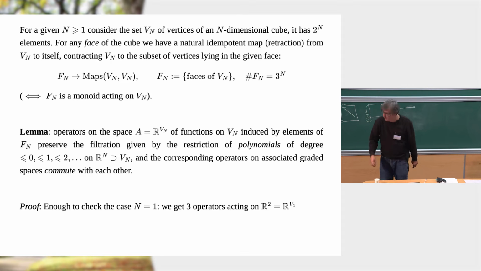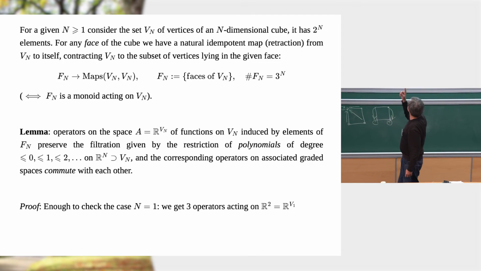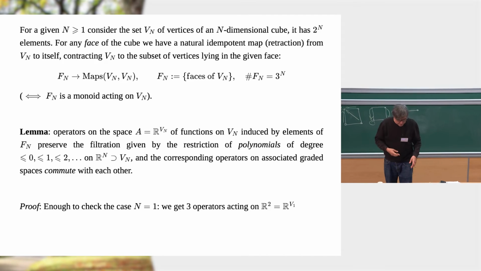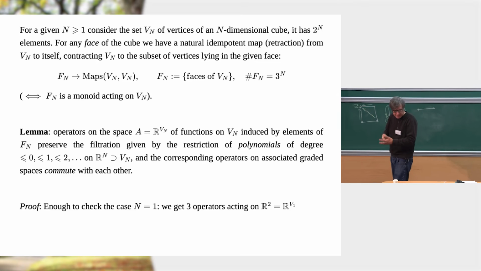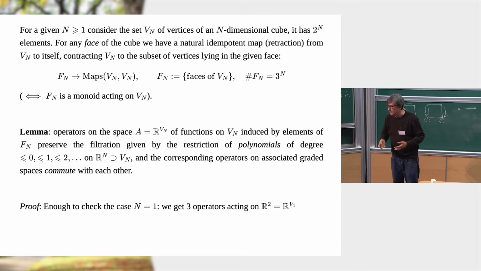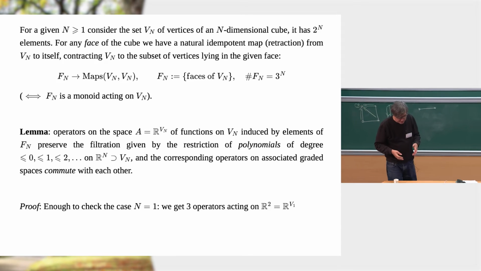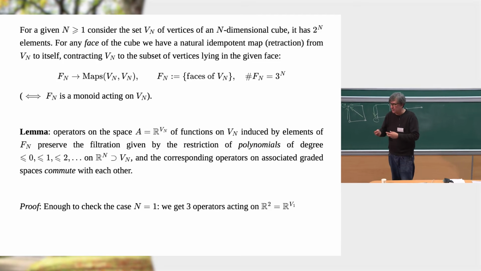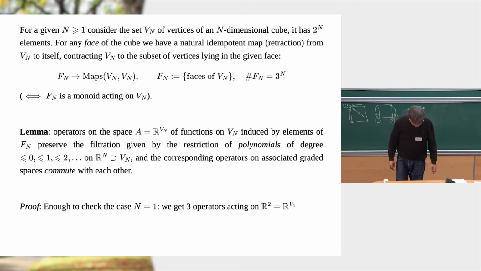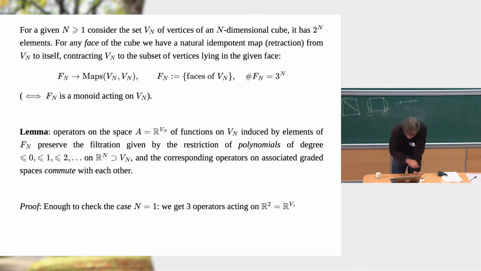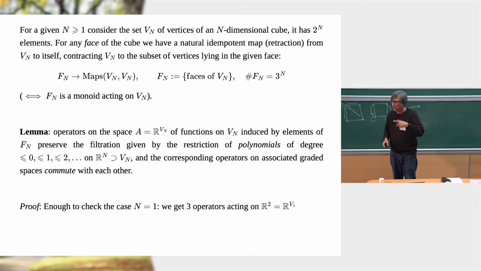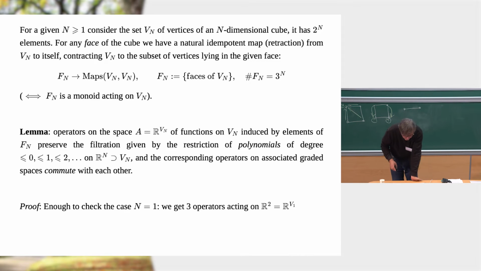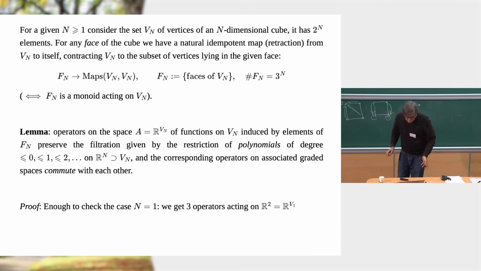So I have a map from the set of faces to the space of maps. And in fact, the composition of two maps will again be given by some face. So the set of faces is a certain non-commutative monoid acting on this set of vertices. It has a huge number of elements, 3 to the power n, acting on 2 to the power n elements. So I get maps from the set to itself.